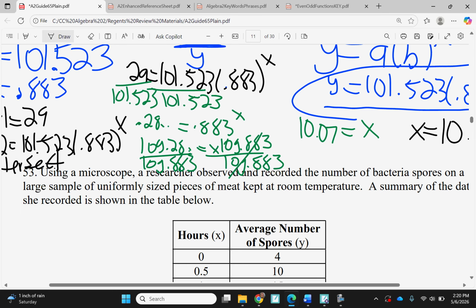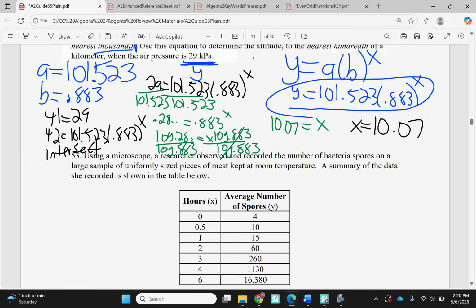I would rather you do logs, but y1, y2 intersect should do the trick. If it says algebraically, you would not get full credit for y1 and y2 intersect. But if it doesn't, which this one doesn't, then you're set.